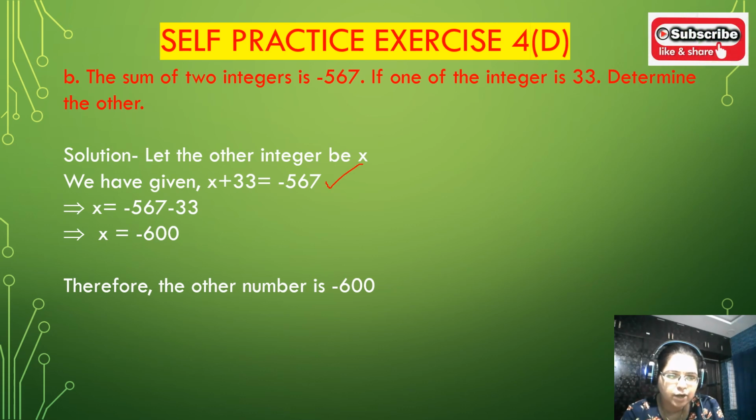So x equal to minus 567 minus 33. Minus 567 minus 33, so add the integers without sign. 567 plus 33 is 600, and both are negative integers, so just add the negative sign before the integer 600. So we get x equal to minus 600. Therefore the other integer is minus 600.